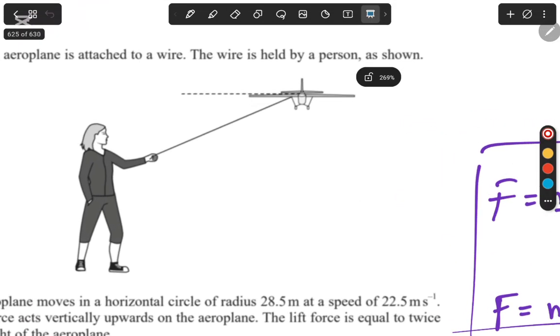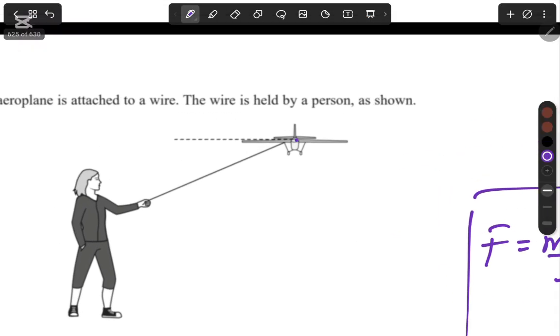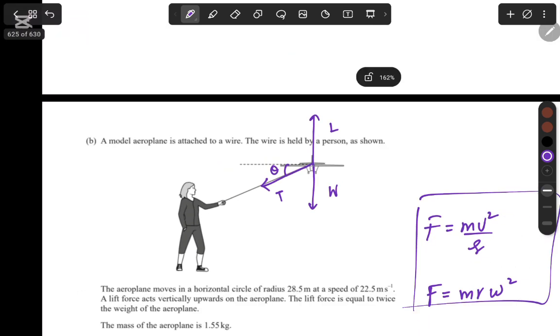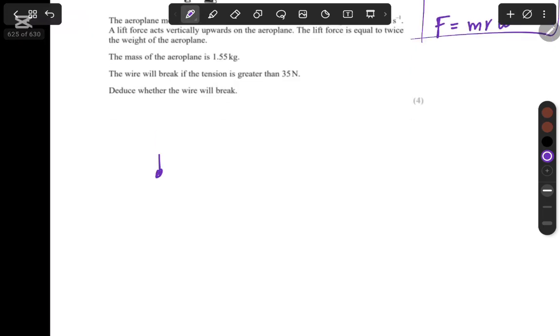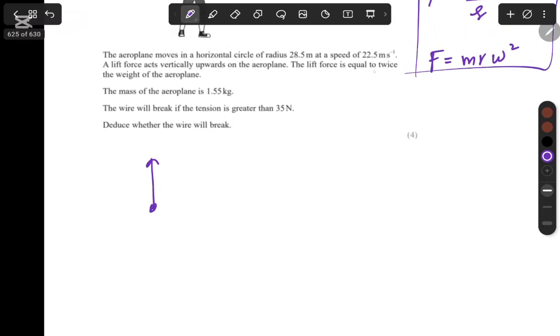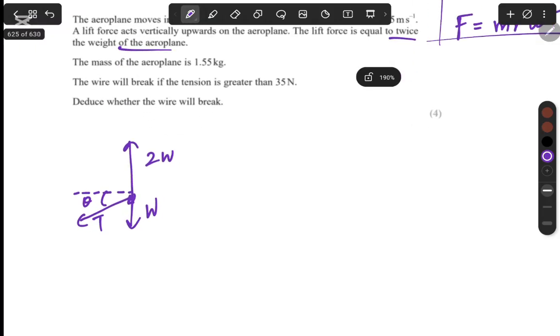So first of all, let's see the forces. So we've got a lift force here, we've got weight, and we've got right over here the tension. We're going to have angle theta right over here. Okay, I'm going to draw a free body diagram. So the lift force is twice the weight. So it's going to be 2W, W, and then we've got theta. And we've got the tension there.